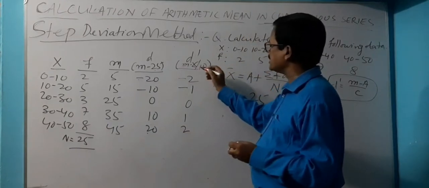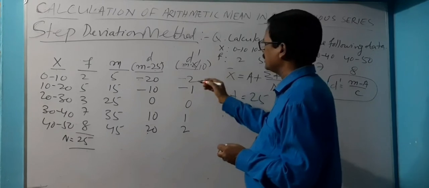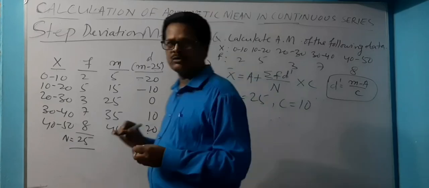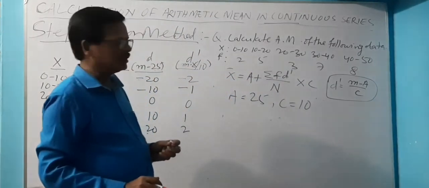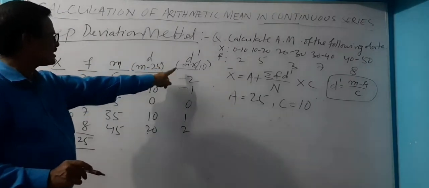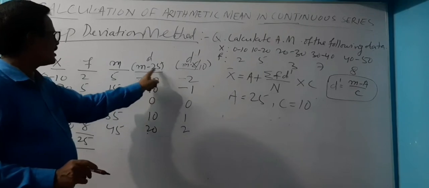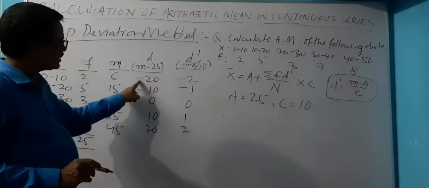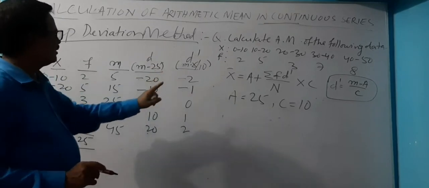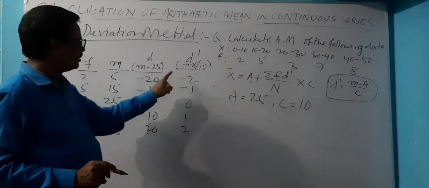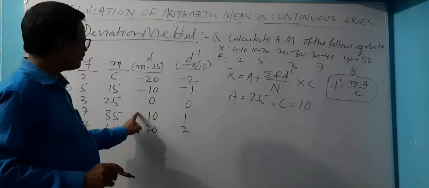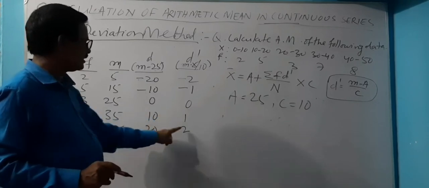d dash is m minus a by c. c is equal to 10. In this question, c is equal to 10. Write down here, c is equal to 10. So m minus a by c, that is m minus 25 by 10. The first m minus 25 is equal to minus 20, that was d. d by c, d by 10. So minus 20 by 10, that is minus 2. Minus 10 by 10, that is minus 1. 0 by 10, that is 0. 10 by 10, that is 1. 20 by 10, that is 2.